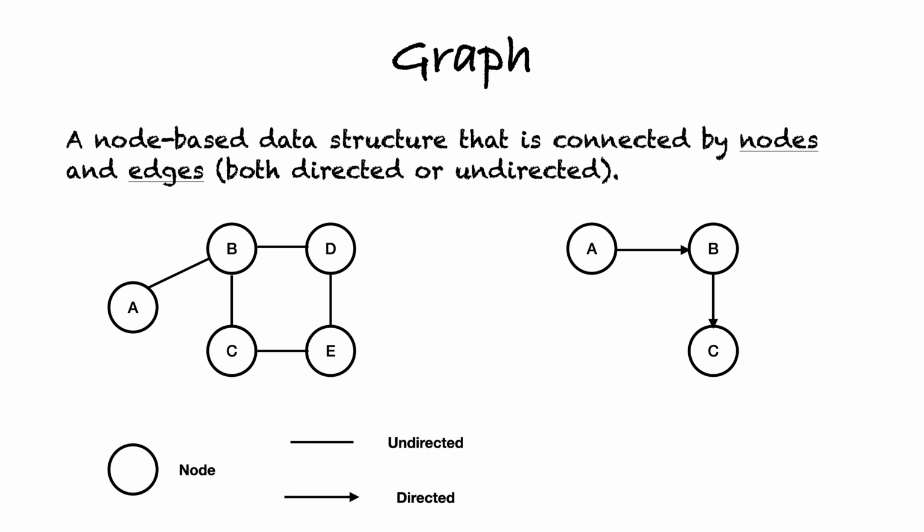A graph data structure is basically a node-based data structure that is connected by nodes and edges. They can either be directed or undirected, as seen below. So on the left one, there's no arrow pointing right or left, so it's undirected. On the right side, there's an arrow pointing to the right and an arrow coming down. So these two respectively are undirected and directed graphs.